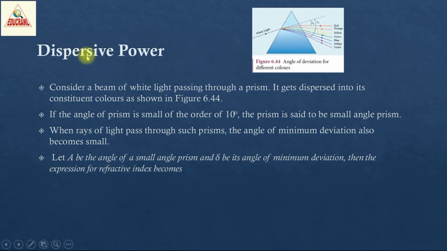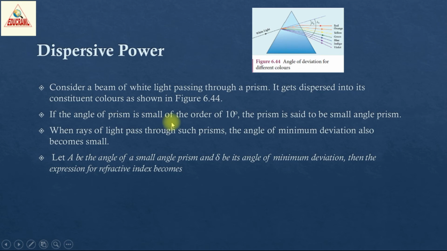Now let us find an expression for dispersive power. How much is the dispersive power for a prism? For this, we are going to find an expression. So we are considering a beam of white light which is passed through a prism. It gets dispersed into its constituent colors as shown in the figure above.